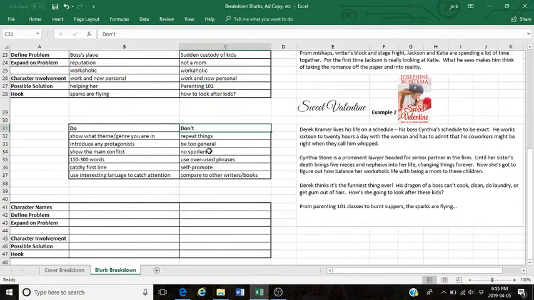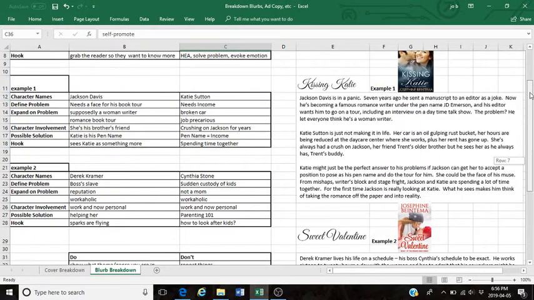Make them count. Don't do any spoilers, because who wants to read it if we know the bad guy's going to die at the end? Don't use overused phrases like "it was epic" or "once upon a time" or "in a world." Why? Because they're overused. Set yourself apart from them. Don't self-promote or compare yourself to other writers or books, because your readers may not feel the same as you do and it could lead to bad reviews.